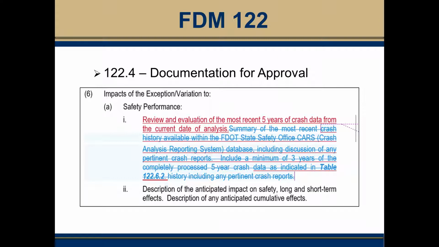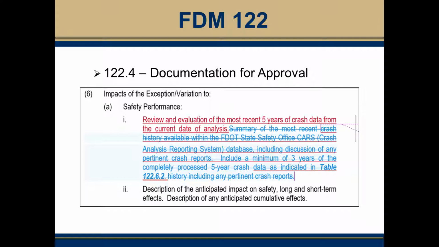One of the big things here in Chapter 1, Section 122.4, is that we changed it. Instead of saying that we look at a minimum of 5 years of crash data, we want to look at 5 years of crash data from the current date of analysis. So if you're doing an analysis, say here in 2020, you want to analyze crashes from the date you sign and seal it all the way back 5 years.